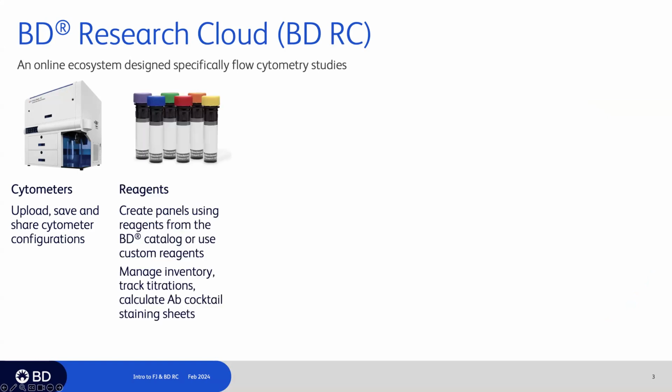You'll have access to reagents, where you can create panels using reagents from the BD catalog, or if you have any custom reagents in your lab, you can upload those as well and use those to create panels. You can manage your inventory, track titrations, and calculate antibody cocktail staining sheets.